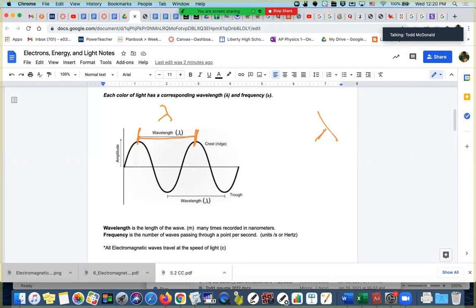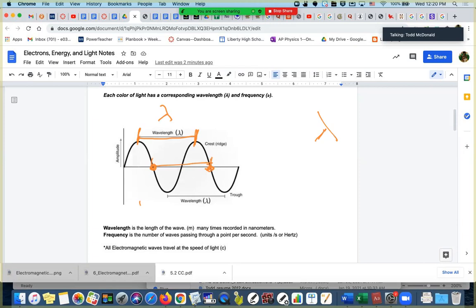Okay. I could very well have picked this point where the wave crosses the axis here. And I could have picked a corresponding point over here. And if I were to measure the distance from there to there, it's the same. So that is our wavelength. And again, you're going to have shorter waves, longer waves, and so on.